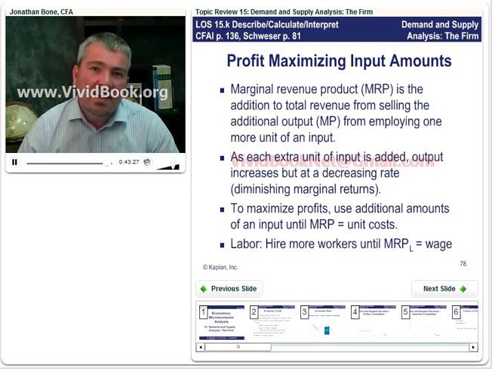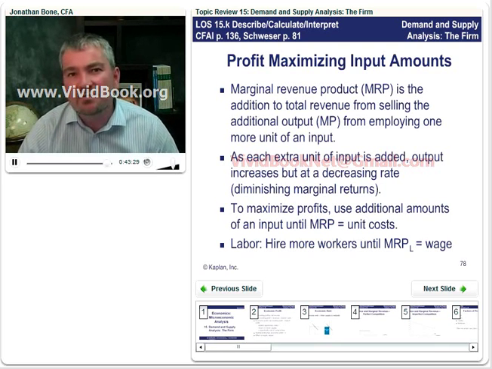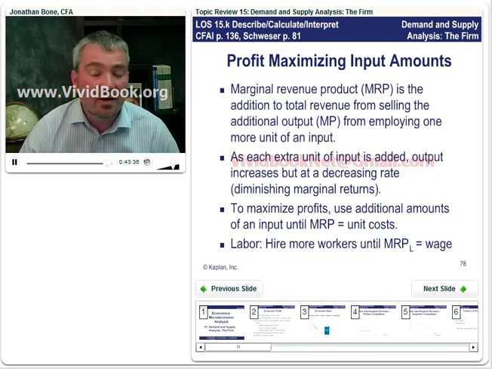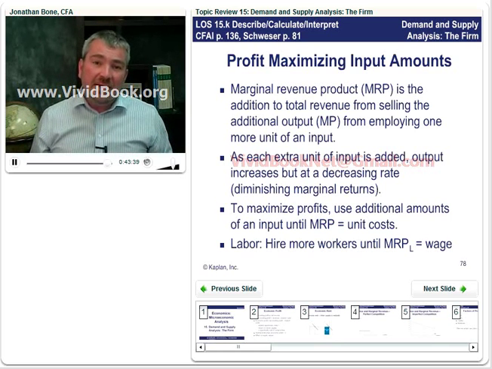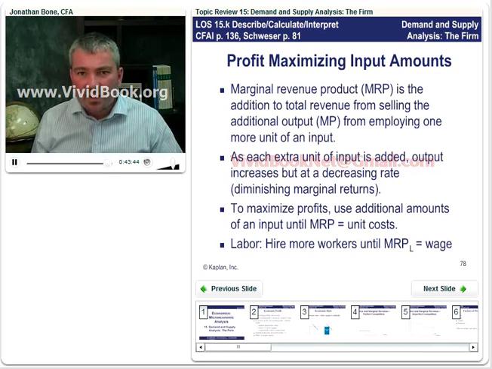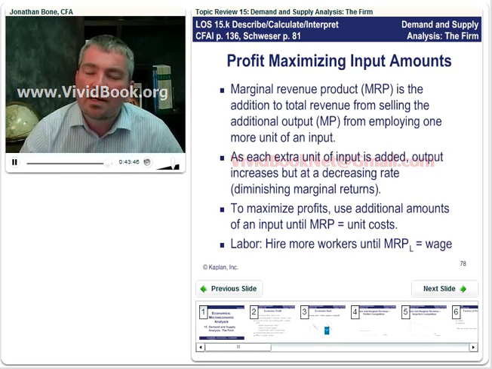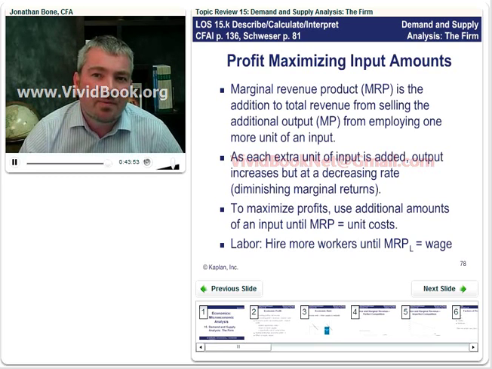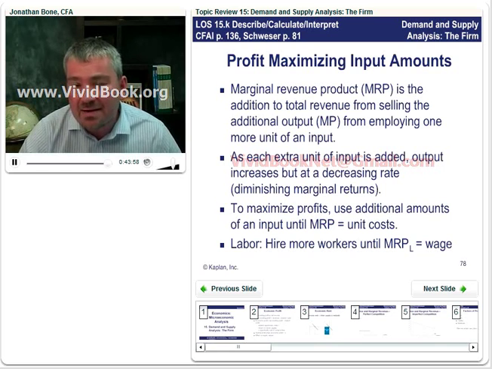Now, what is the profit maximising use of labour? We should continue to use labour until the marginal revenue product of labour equals the unit cost. And this is true of actually any of the factors of production, whether we're looking at capital or at labour. So here we're saying hire more workers until the marginal revenue product of labour is equal to their wage. If the marginal revenue product is greater than wage, what we're saying is we're getting more revenues in from hiring one extra worker than we're actually paying them.